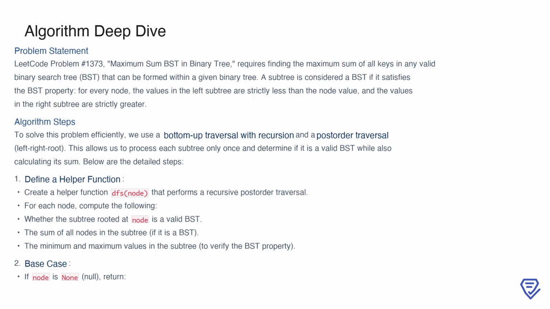The first step is to define a helper function called DFS, which will perform the recursive traversal. For each node, this function will determine three things: whether the subtree rooted at that node is a valid BST, the sum of all nodes in the subtree if it's valid, and the minimum and maximum values in the subtree to verify the BST property.